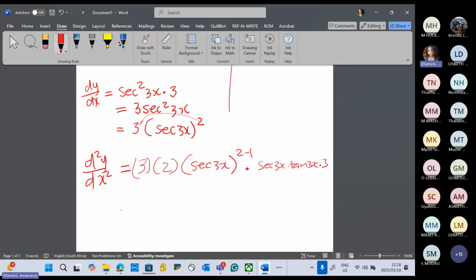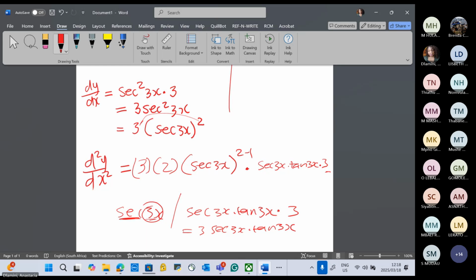You're saying that for sec of 3x, the derivative of that will be, you differentiate this function first, isn't it? Then leave the inner function the way it is. So that's sec 3x times tan 3x. Then you differentiate the inner function, which is times 3. So it's this 3 here. So you can rearrange it and make it 3 sec of 3x tan 3x. That's what you're saying, isn't it?